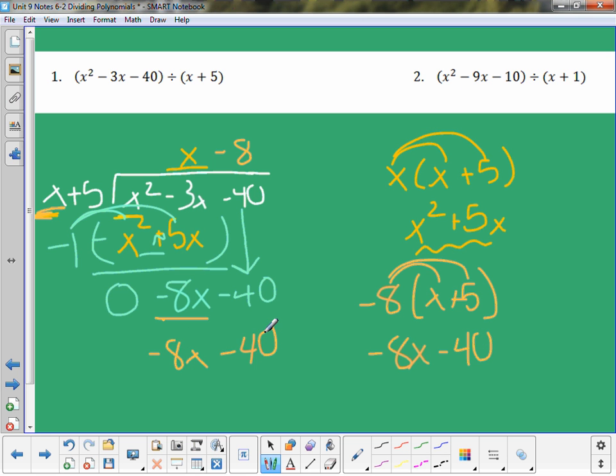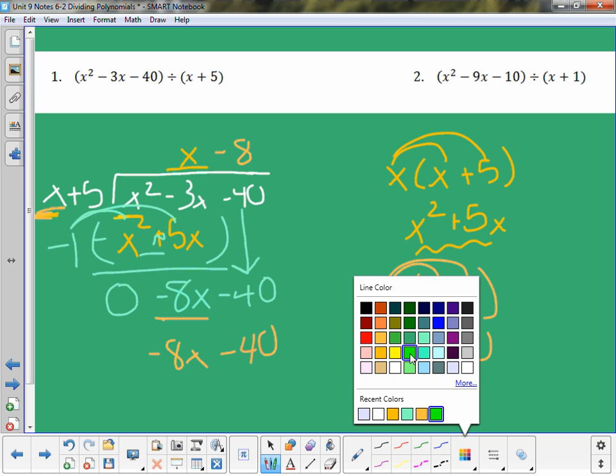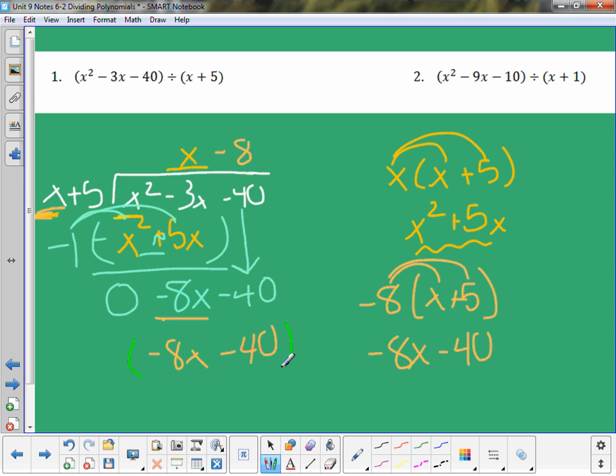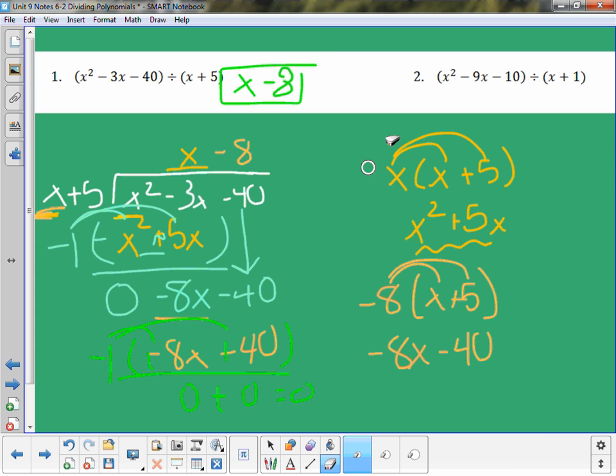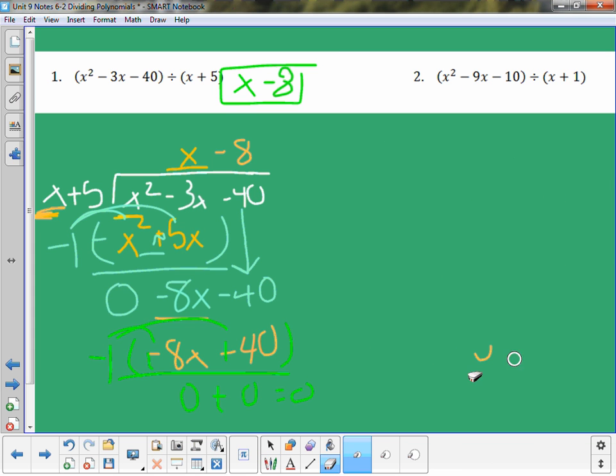Before we add down the columns, I want us to look at this as a -1 distributing in, so we're changing the signs of everything because we're subtracting. We add down the columns and we get 0 plus 0, which is just 0. Because our remainder is 0, our answer is x minus 8. That's a lot, I know. We're going to take it one step at a time.